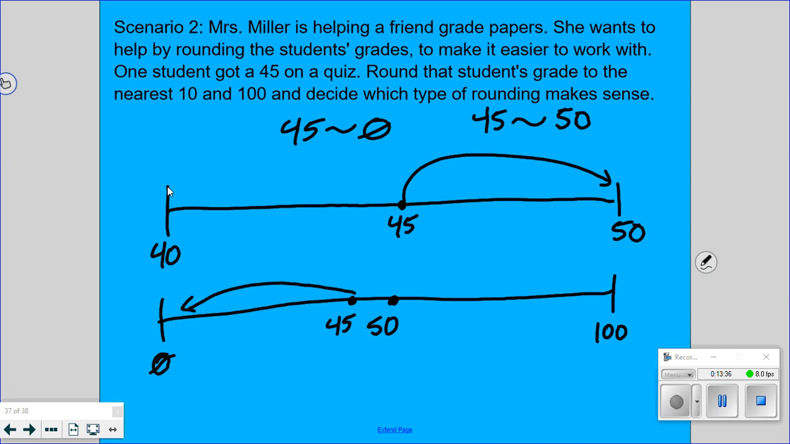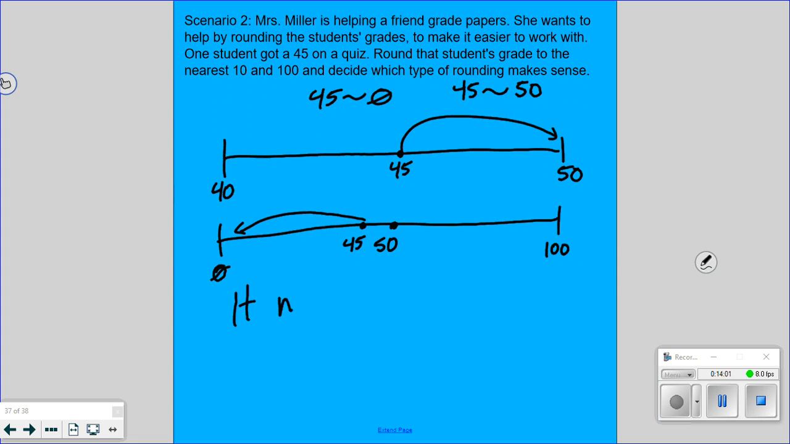Which one's closer to their actual grade? Ariana? 50. If I am grading something, or I'm telling you about your grade, do I want to put something that's close to what you got, or something that's not close to what you got? Close. So for this one, yeah, go ahead, Zach. It would be better. It's closer to the 45 to 50 because it's not far from the grade you got.